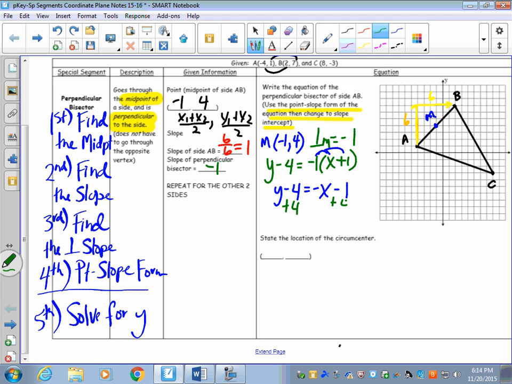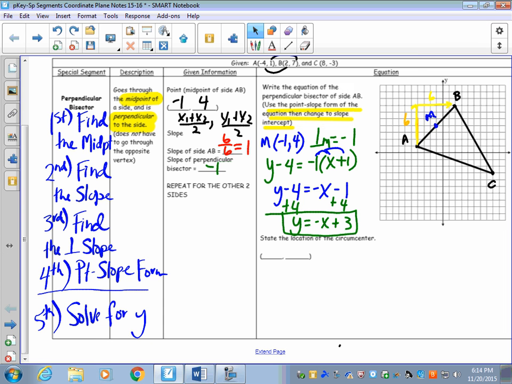And we'll have it in slope intercept form, which is y equals negative x plus 3. I'm going to box that. And there's our equation for our perpendicular bisector. But we are going to be asked to find the location of the circumcenter. And the circumcenter is your point of concurrency for all perpendicular bisectors.